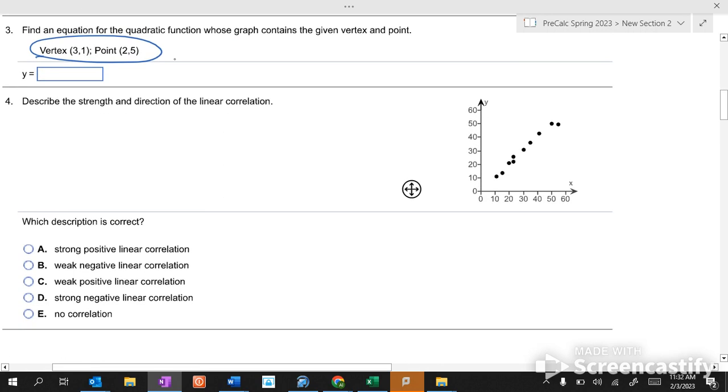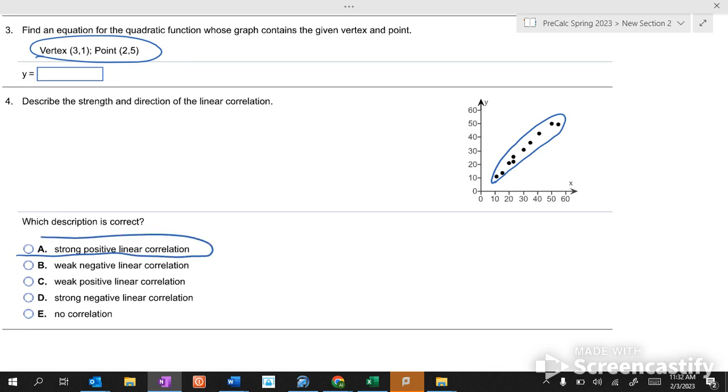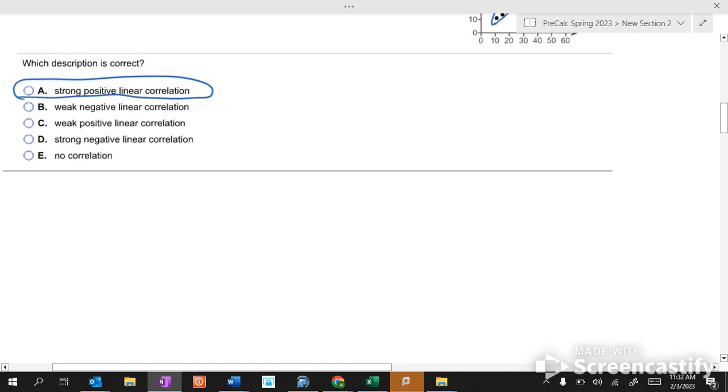Okay. Linear correlations. If you look at these, they look like they're sloped positively. I'll have a positive slope. The closer they are together, the stronger the correlation. So would this be a strong positive, a weak positive, a strong negative, weak negative, or no correlation? This would be a strong positive. Okay.